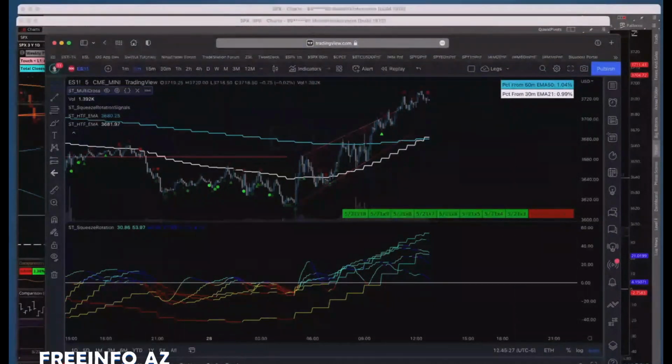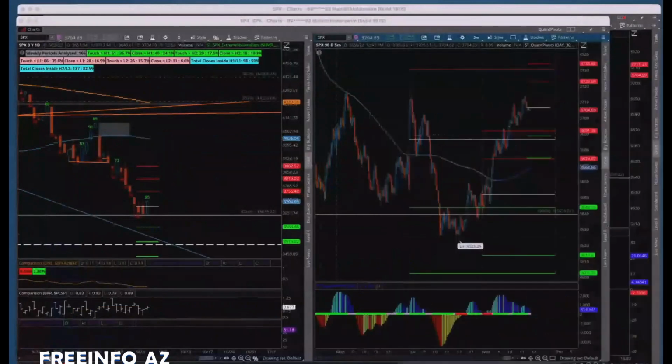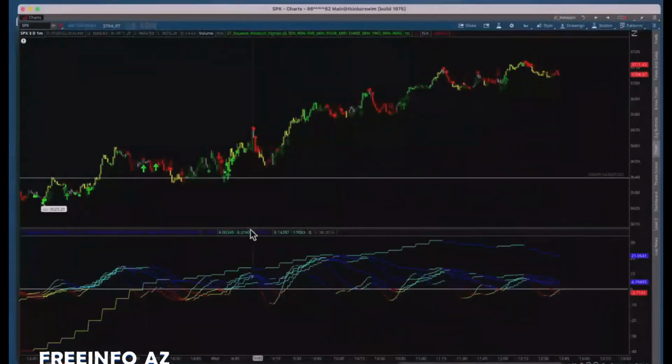Is there a way at a glance to see the time frame of each of the oscillators? So in Thinkorswim, you can kind of see right here in the status line, 1 minute, 2 minute, 3 minute, 4 minute, 5 minute, 10 minute.